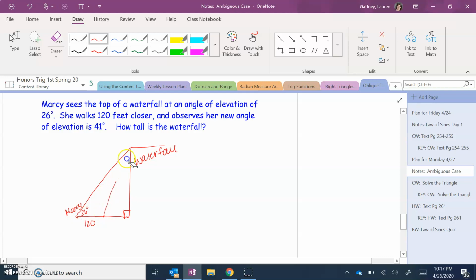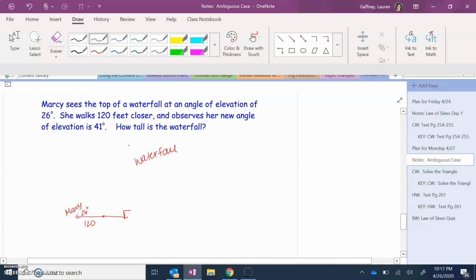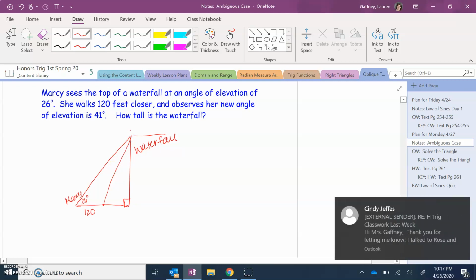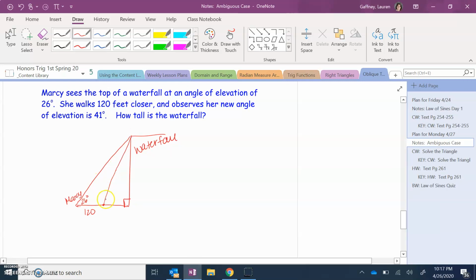Now her new angle of elevation, oh crap. All right, now her angle of elevation is 41 degrees. Okay, how tall is the waterfall? So we're looking for this value right here. So when you first look at this, you're like, I don't have enough information right here. But we can move some values around.